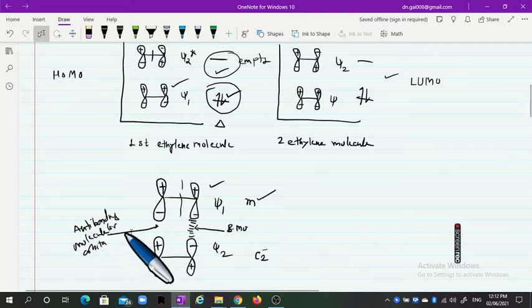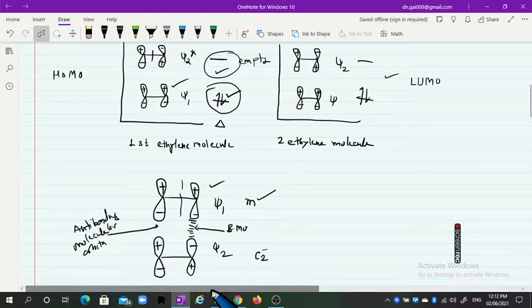Because a negative orbital and a positive orbital do not combine, the symmetry is different. First we have observed that the symmetry of the first ethylene molecule's orbital is different, and the second ethylene molecule's is also different. Another way, you can represent these orbitals like this.